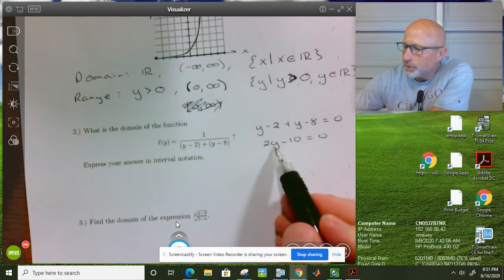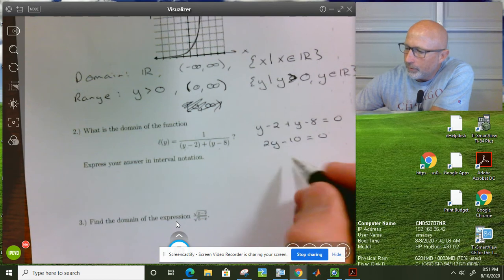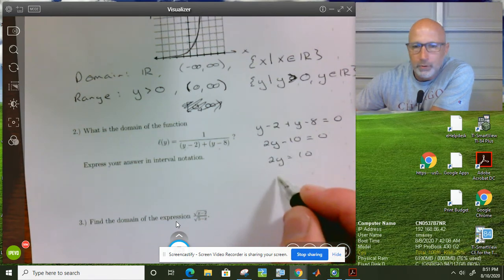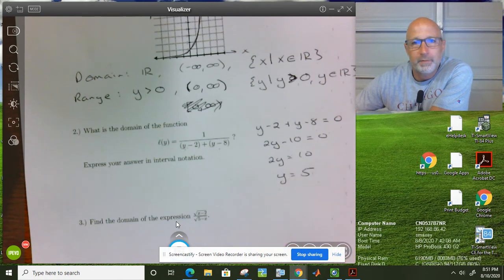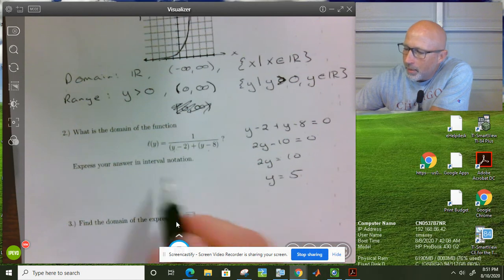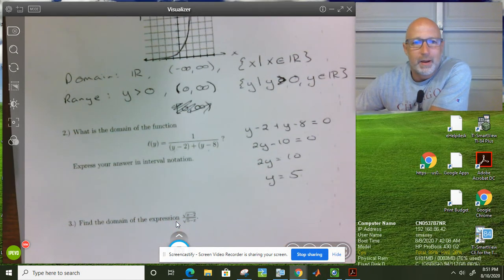So 2y minus 10 has to be equal to 0. The y plus y gives you 2y. Negative 2 minus 8 gives you negative 10. Add over the 10, so you have 2y is equal to 10. Divide through by 2, you have y is equal to 5. In other words, if y was equal to 5, this denominator would be equal to 0, and the whole thing would blow up because you can't divide through by 0.